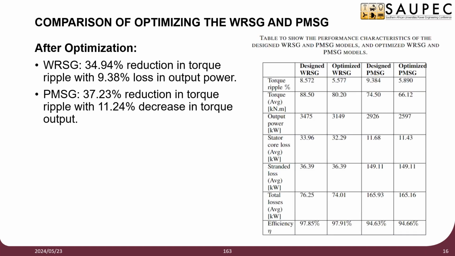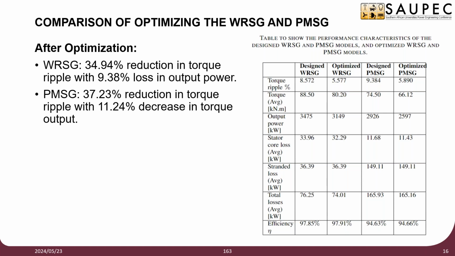However, even though both the WRSG and PMSG showed desirable torque ripple reductions, the WRSG had a 34.94% reduction in torque ripple, with a 9.38% loss in output power, while the PMSG achieved a 37.23% reduction in torque ripple, with an 11.24% decrease in torque output.